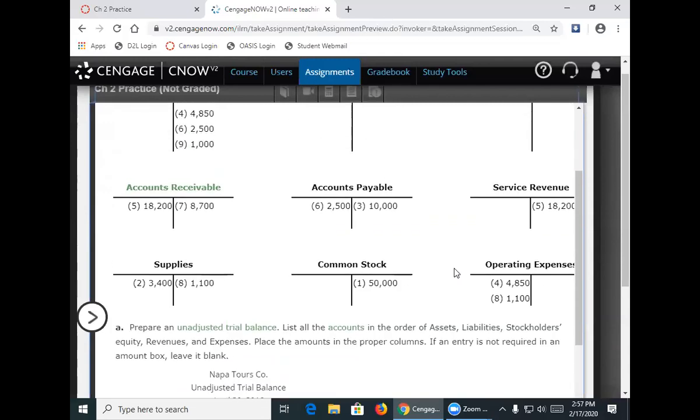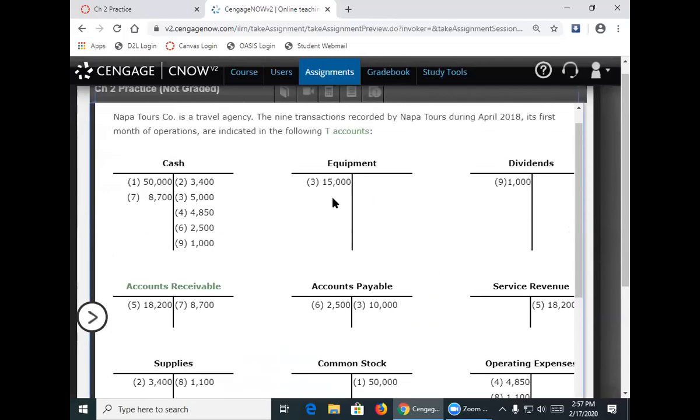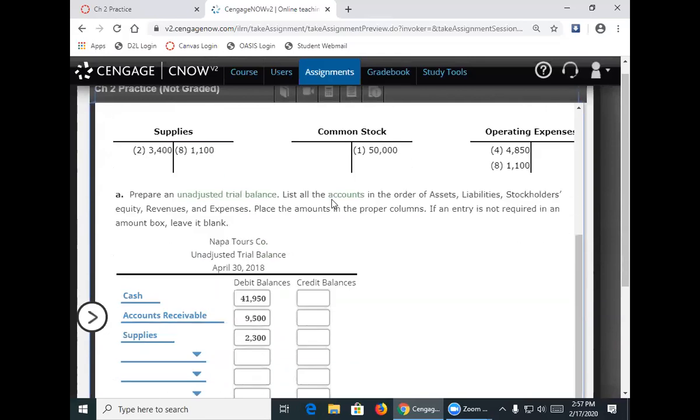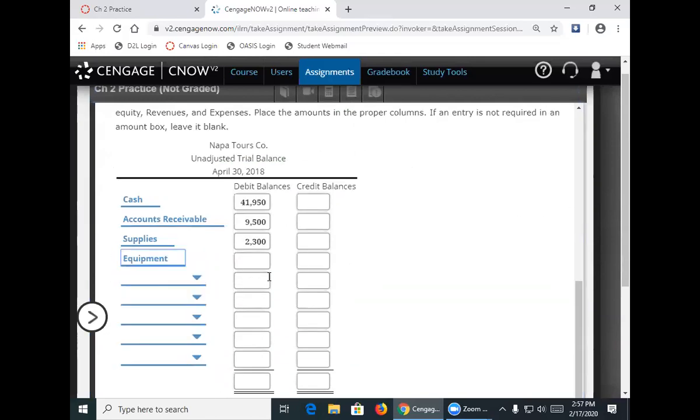Then our next one, I go up to the second column, I have equipment. Well, it only has a debit, right? So that's the balance. Equipment has a debit balance of 15,000.